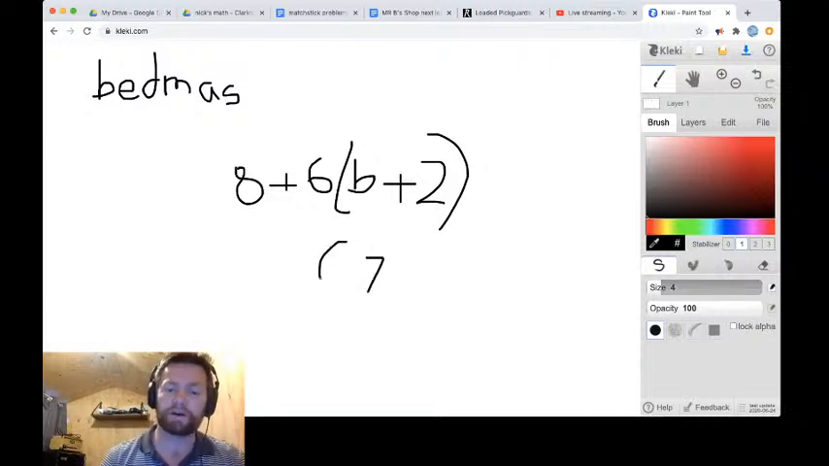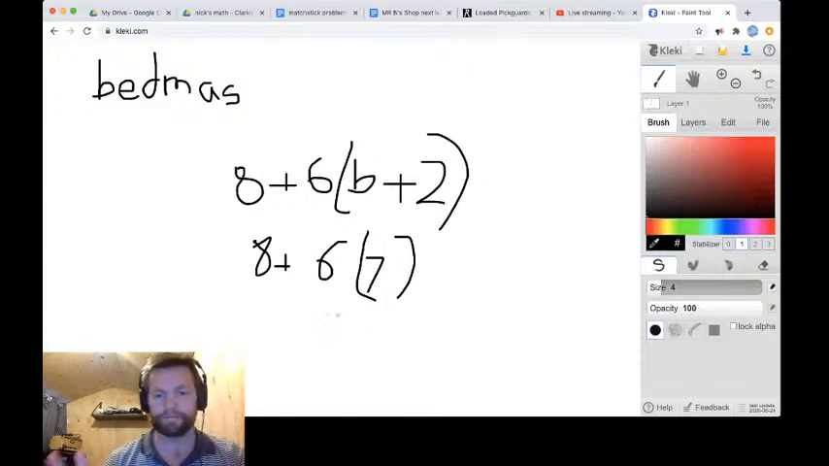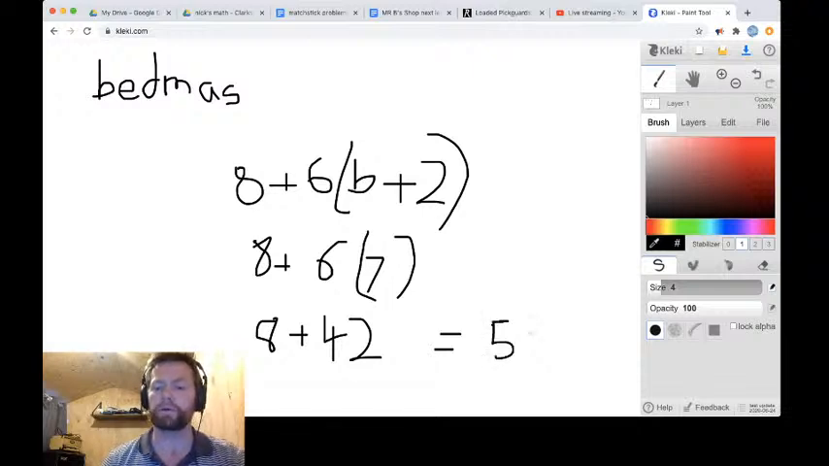And then we've got this one right next to a bracket. So, as I just said before, if it's next to a bracket, it means multiply. So, in order of operations, multiply is before addition. So, we do that. 6 times 7 is 42, you all yell. And then I add the 8, which gives me 50.